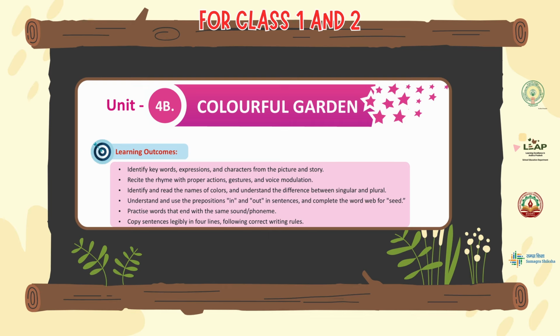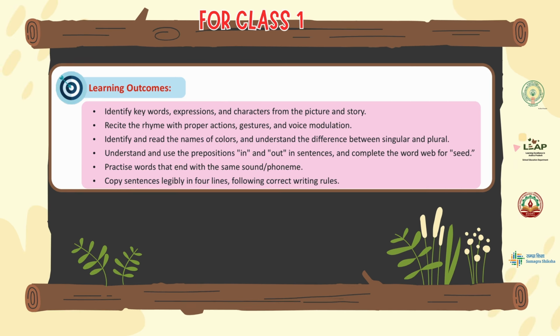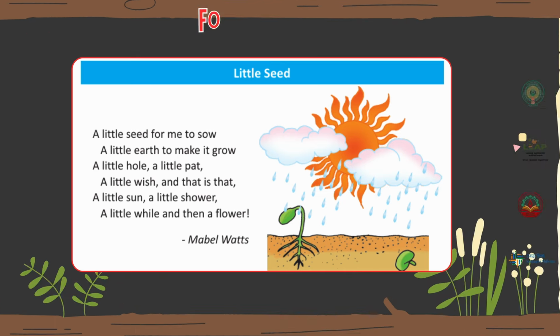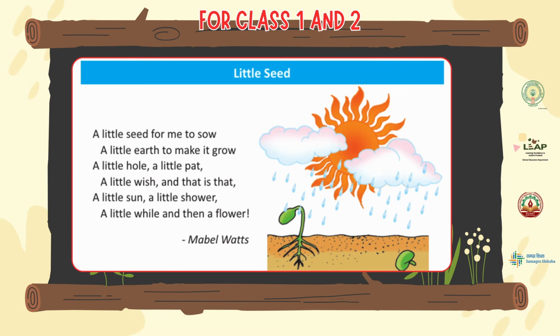Of all these learning outcomes, we are now focusing on identifying keywords, expressions, and characters from the pictures, and identifying and reading names of colors and understanding the difference between singular and plural, and learning new words related to this rhyme, Colorful Garden. This is the rhyme, Little Seed, that is there in our textbook. So, we are now learning the new words related to this rhyme.